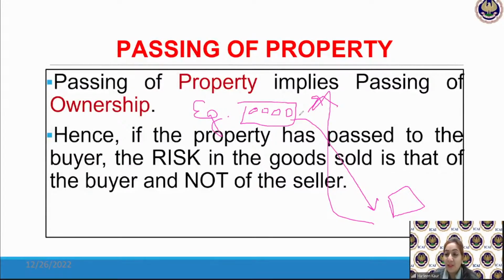Suddenly a thief came into the shop of the seller and all your chocolates got stolen. Who will bear this risk of loss? Is it your liability or is it the seller's liability? Tell me. You have to send me the answers. Who will bear the risk of loss? Is it your responsibility or the seller's responsibility? If your goods have got stolen from the seller's shop, either you will bear the loss or the seller will bear the loss. Who is going to bear the loss? You have to answer me.